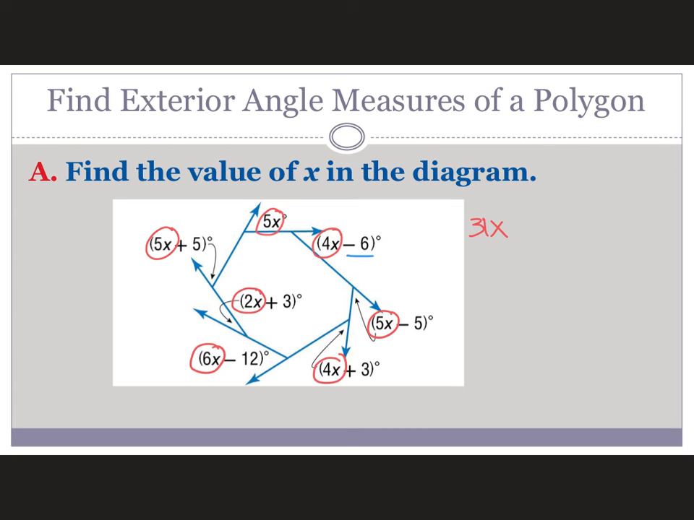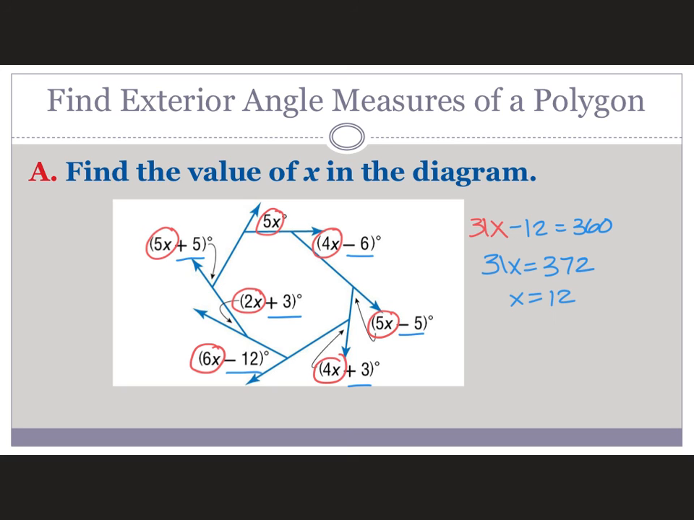Then we got minus 6 and minus 5, that's minus 11. Plus 3 is minus 8. Minus 12 would be minus 20. Plus 3 is minus 17. Plus 5 would be minus 12. And that has to be equal to 360. So then we're going to add 12 to both sides. So 31x is equal to 372. Divide both sides by 31. And x is equal to 12.